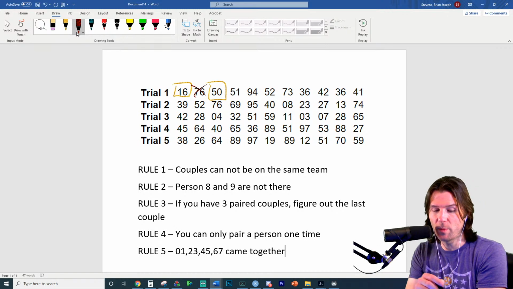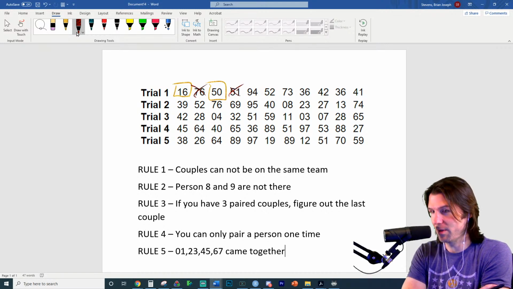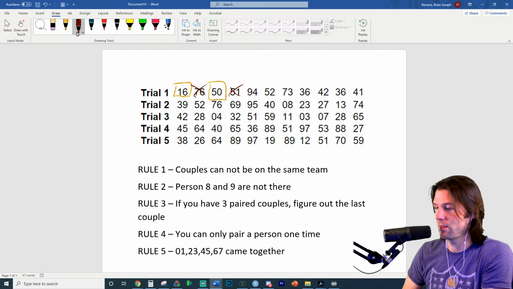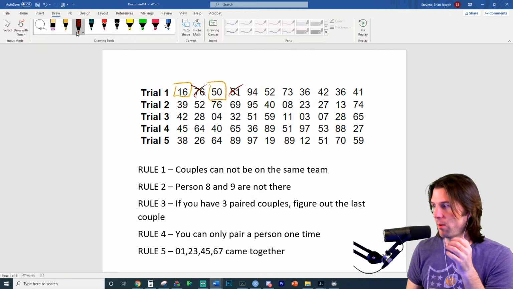And I can't pair these 2 people together because 5's already paired and 1's already paired. Can I pair together 4, 9? Yep, because I've already used 5 and 1. Bingo, exactly. 5 and 1. If you've used either, just to be clear, if you've used either, you can't pair them.